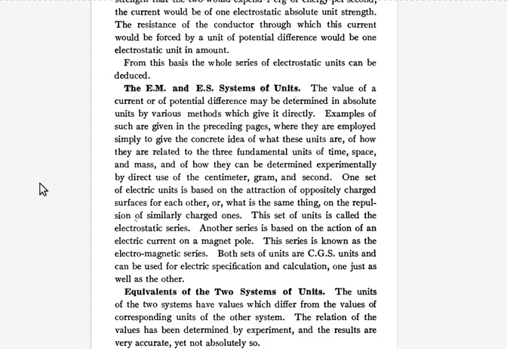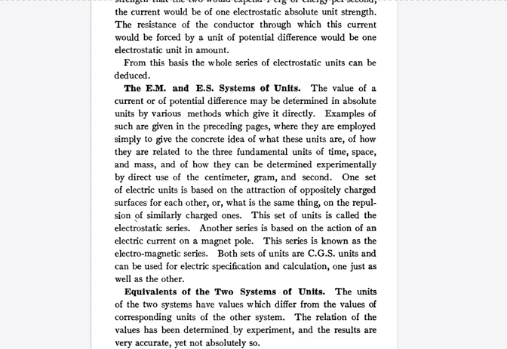One set of electric units is based on the attraction of oppositely charged surfaces for each other, or, what is the same thing, on the repulsion of similarly charged ones. This set of units is called the electrostatic series. Another series is based on the action of an electric current on a magnet pole. This series is known as the electromagnetic series.